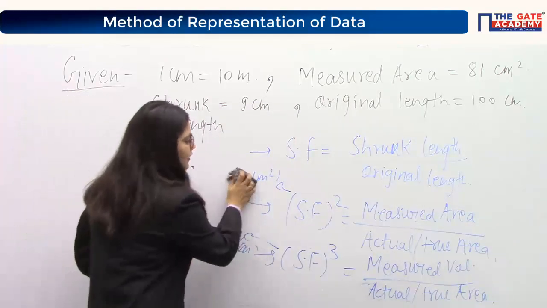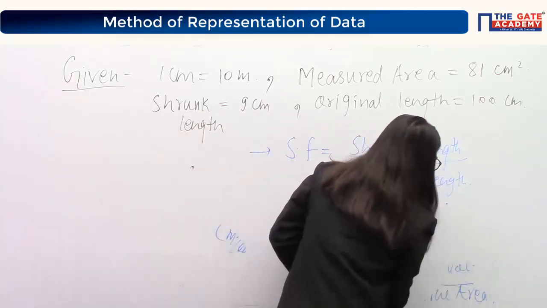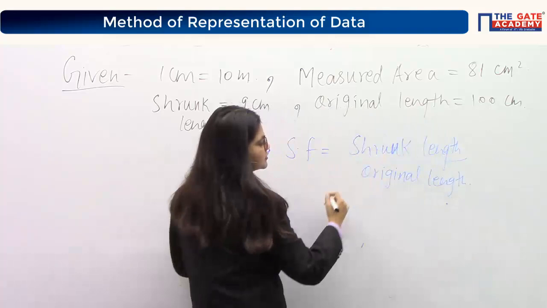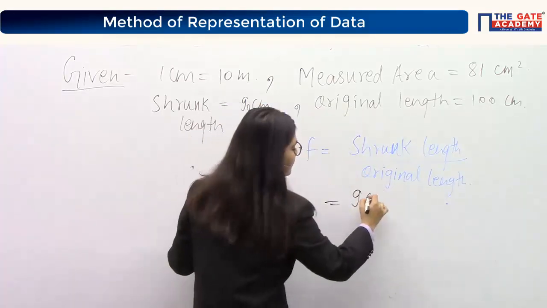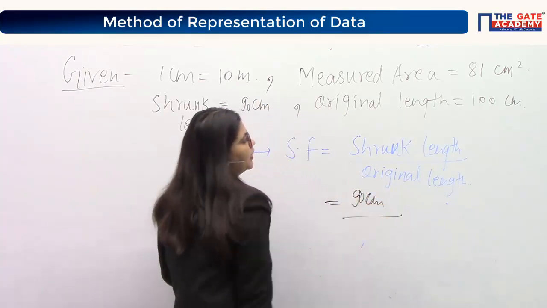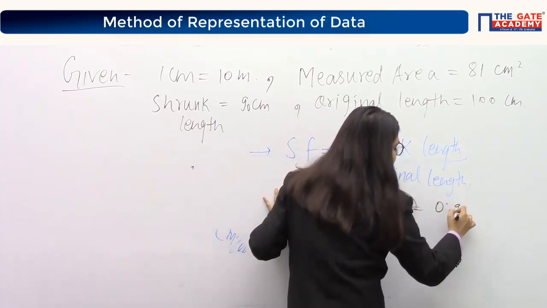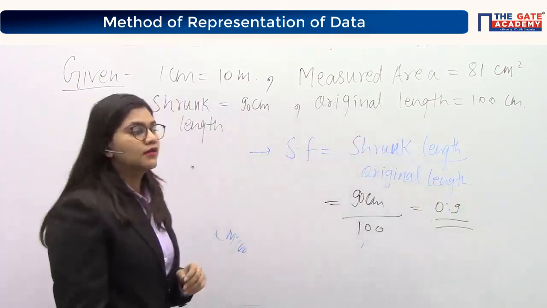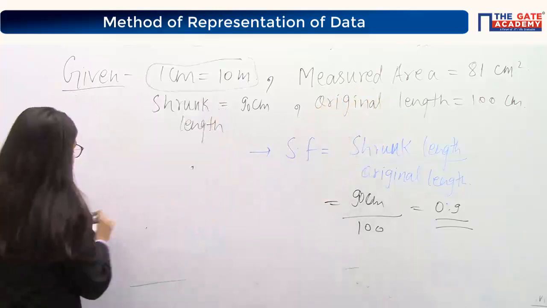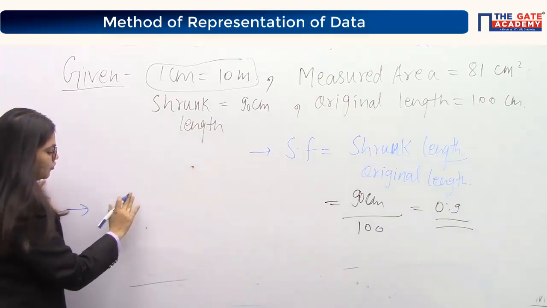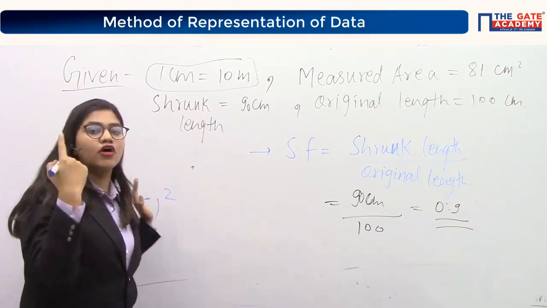So you can calculate the shrinkage factor. Yes, shrinkage factor is nothing but the ratio of shrunk length and the original length. Okay, so what's your shrunk length? That is your 9 centimeter, 90. I guess it is 90 centimeter, and original length is 100 centimeter. So your shrinkage factor is nothing but 0.9, right? And you want the area, correct area.